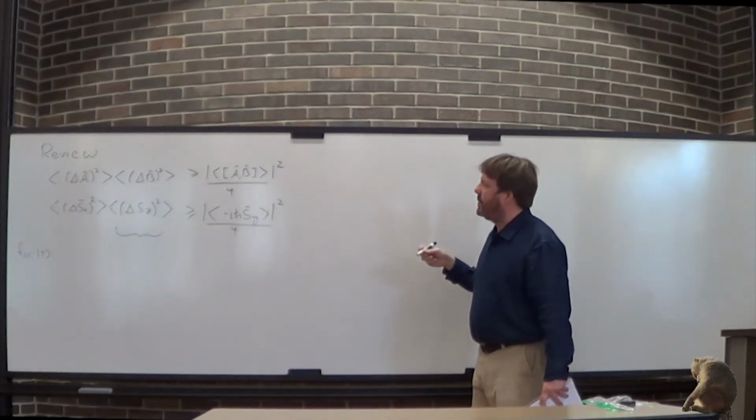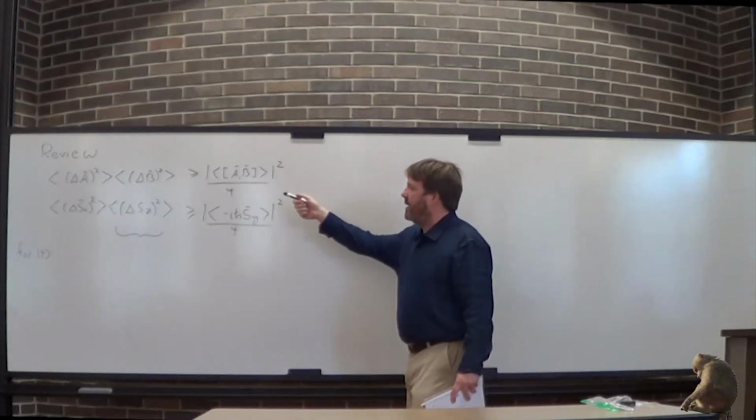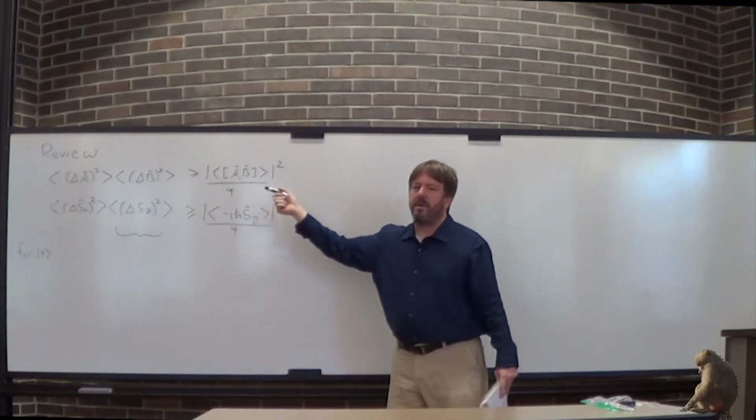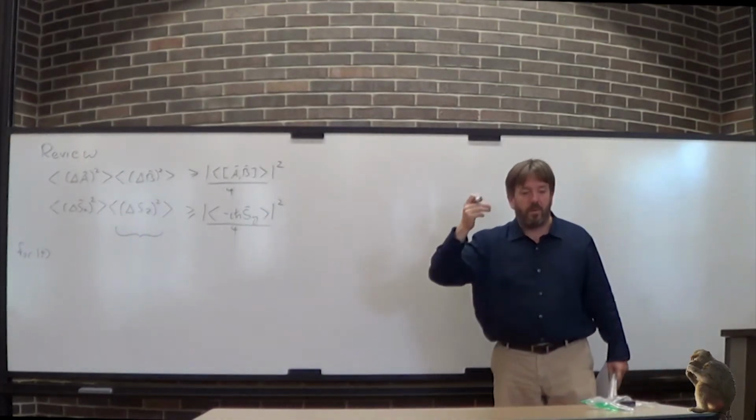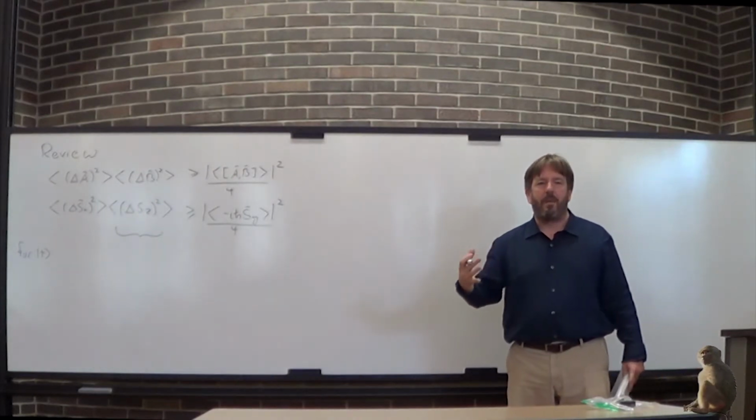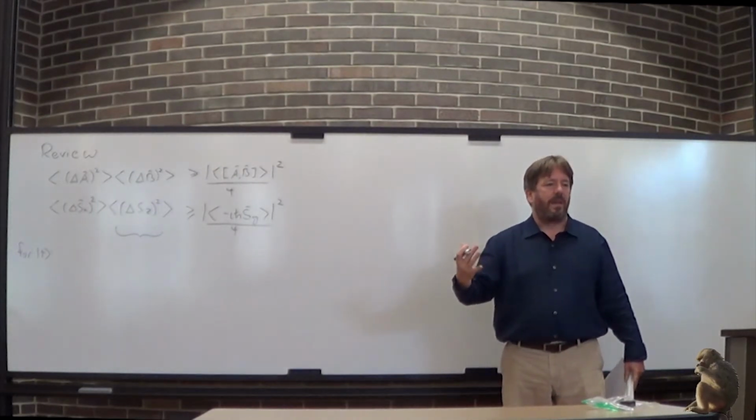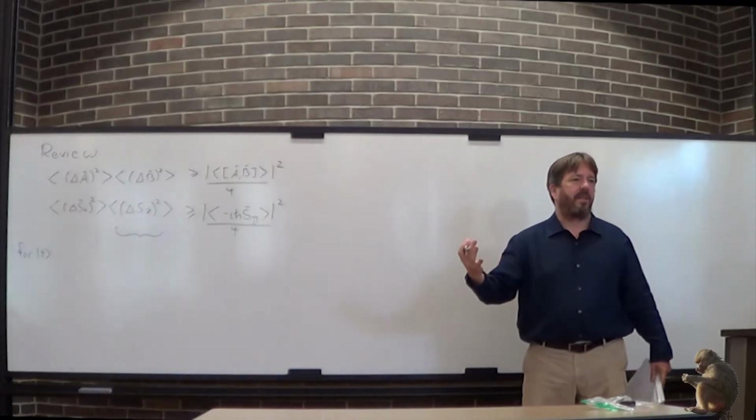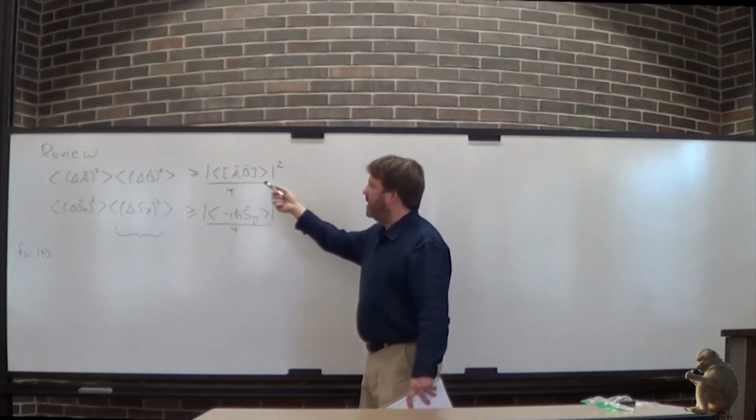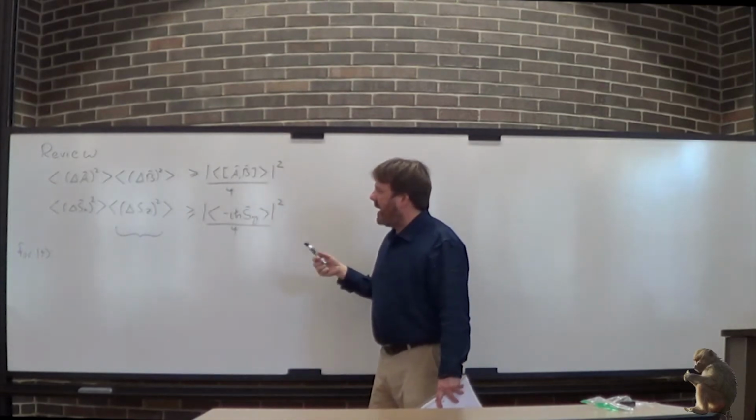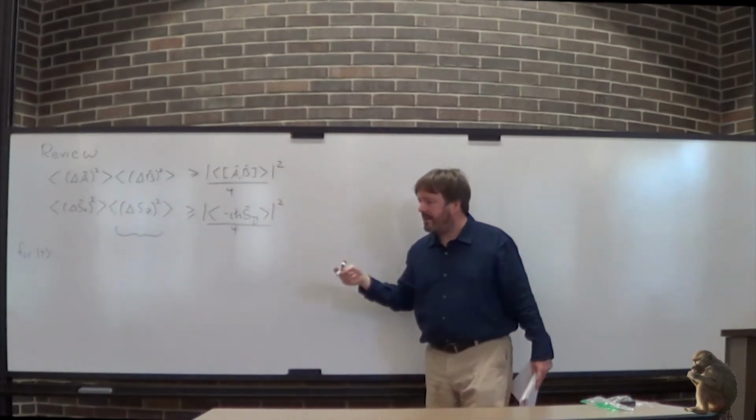Just want to remind you, last time we proved the uncertainty principle from the Schwarz inequality. The Schwarz inequality says the dot product of two vectors is equal to their absolute magnitudes times the cosine of the angle between them. So that's from high school, right? From the Schwarz inequality, we get to here. And so that's really it.